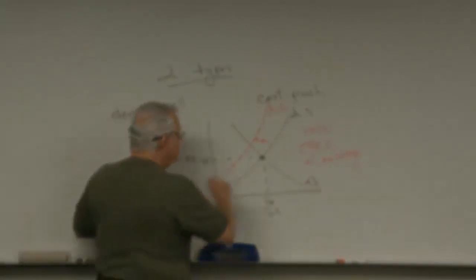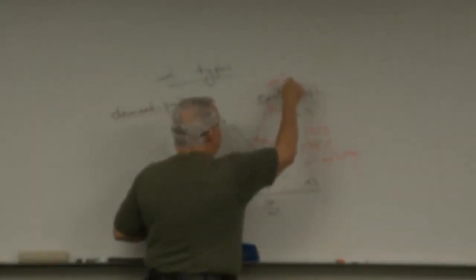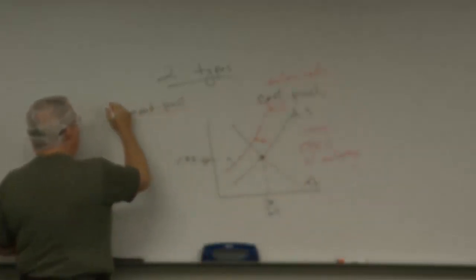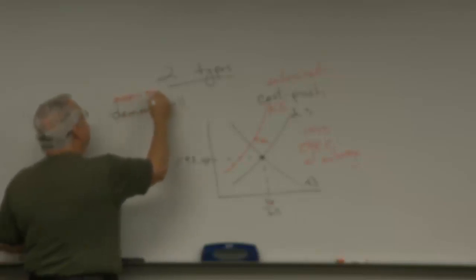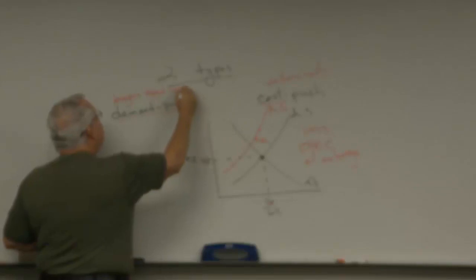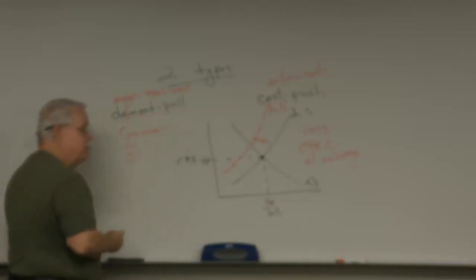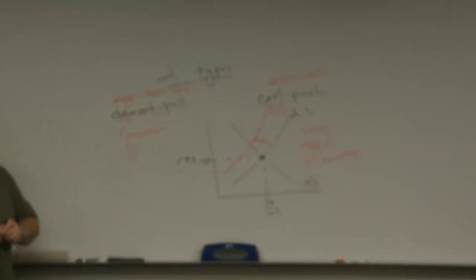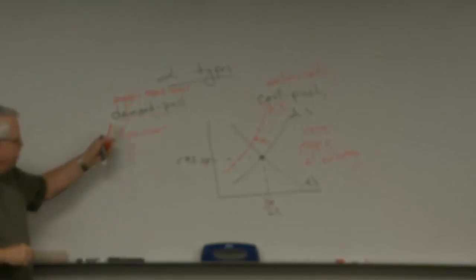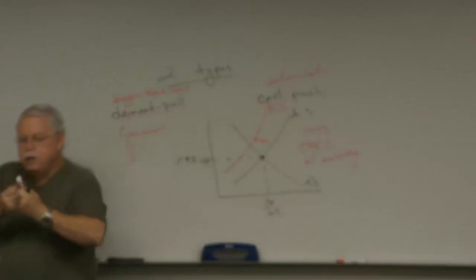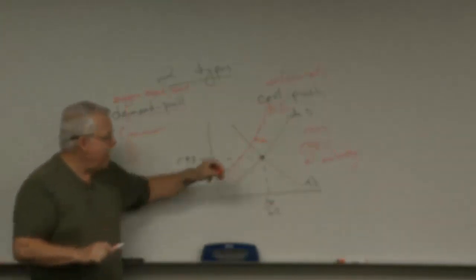So cost push, sellers' costs go up. They pass them along. Demand pull, buyers spend more. Now, the buyers may be consumers, or it may be government, or it may be businesses buying computers and trucks and office buildings. Okay? Any of these increases in spending, any of these increases in costs is going to create inflation. Well, what's the bad news?